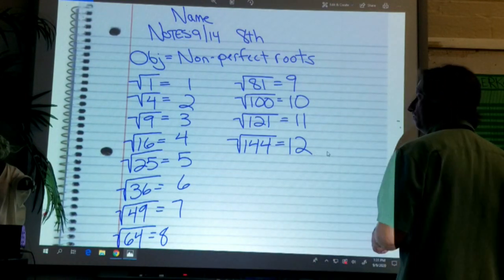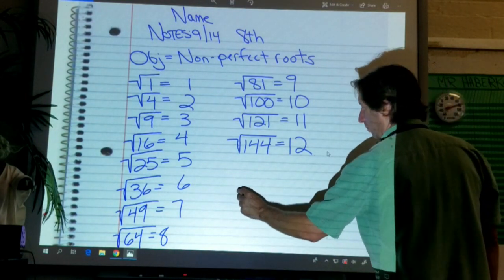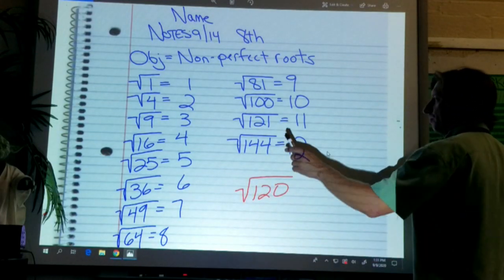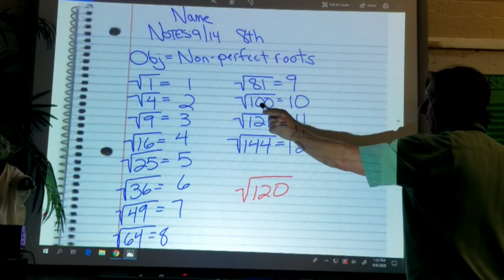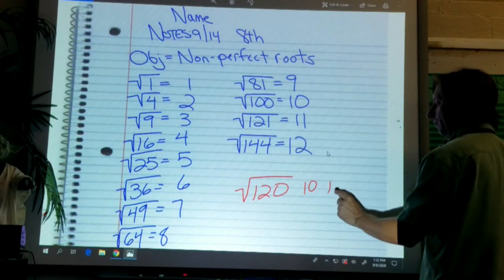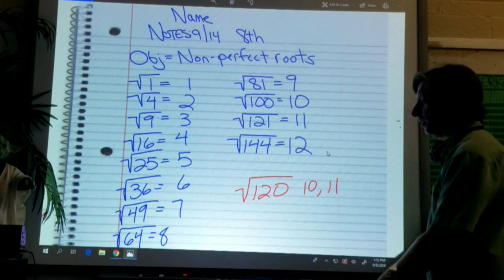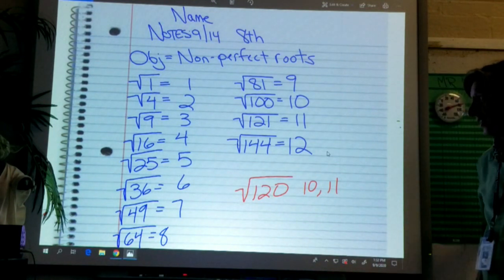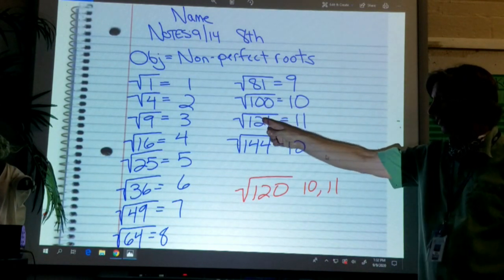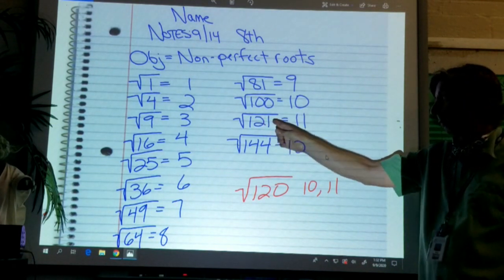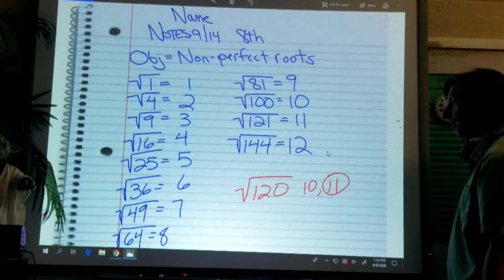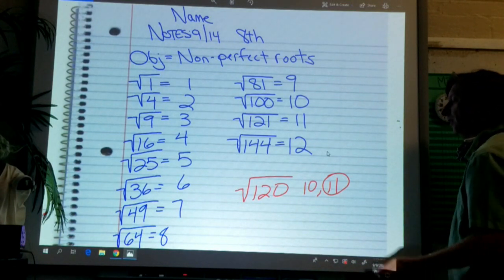We'll do square root of 120. Well, somewhere over here, right? It's bigger than 10, but it's smaller than 11. All right, so if I asked you, which one do you think 120 is closer to, 10 or 11? It's closer to this one, right? It's only one number away. So it's closer to 11. So we could circle the 11 and say it's pretty close to that one, if we wanted to do that. And then we can write irrational.